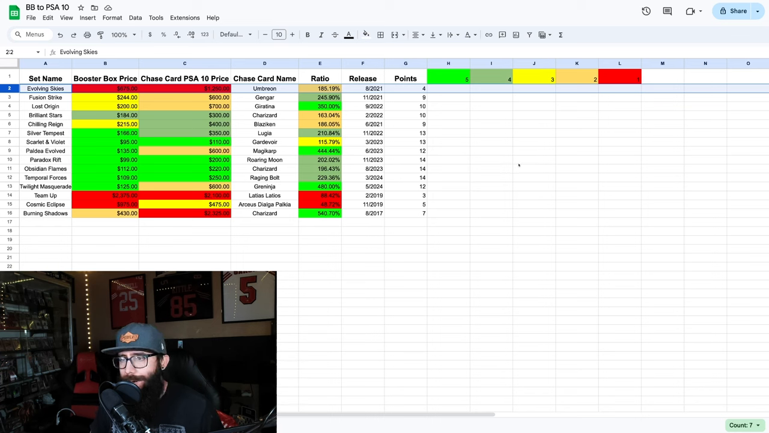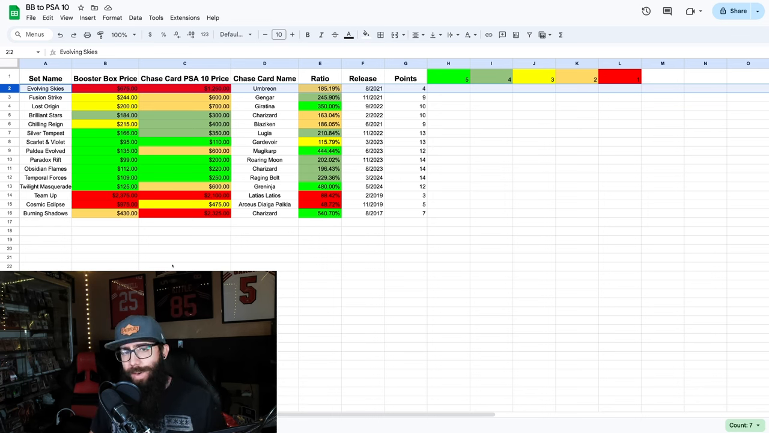But what we went ahead and did this time, so we've been using the color-coded system for a while, but what I did, as you guys can see over here, is I just assigned points. We're going with the higher the points, the better. So the bright green being 5, 4, 3, 2, 1, as you guys can see over here. And I tried to put them in different price categories that I thought made sense from an investing standpoint. Now, that being said, we're going to start with Evolving Skies and work our way down.